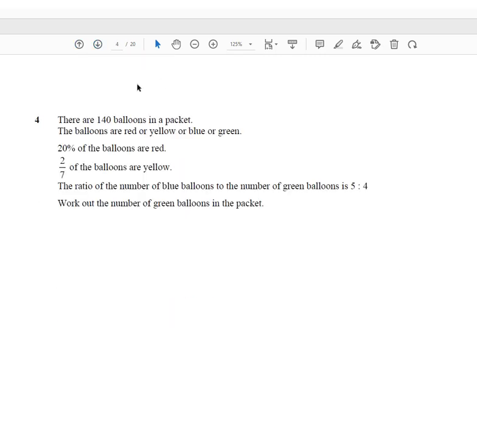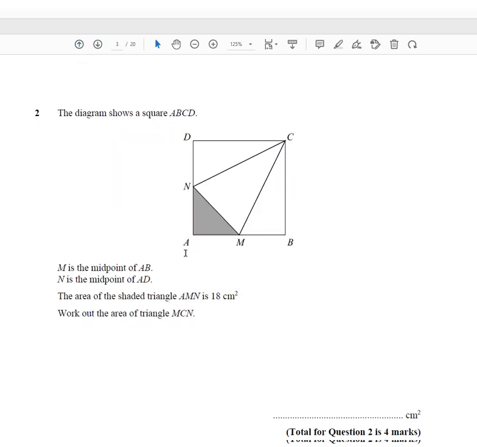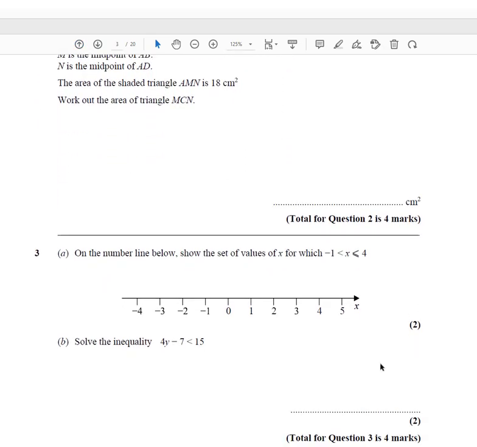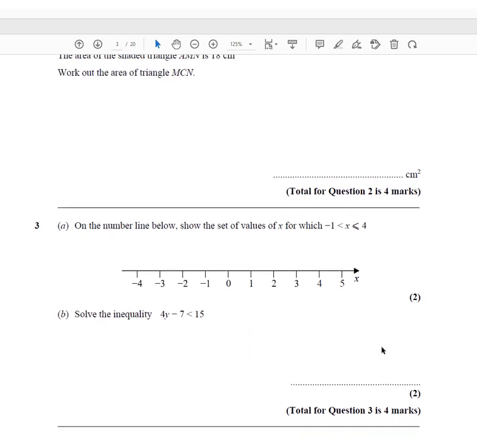Oop, wrong way. Question 3. On the number line below, show the set of values of x for which -1 is less than x, which is less than or equal to 4. So this is a simple matter of drawing a line on your number line that starts on 4 and ends on -1, and that might get you a mark.